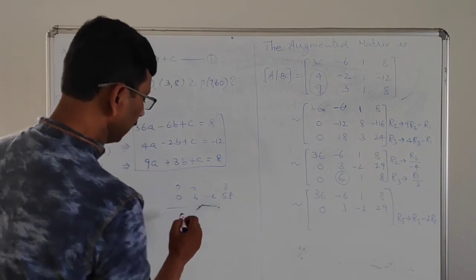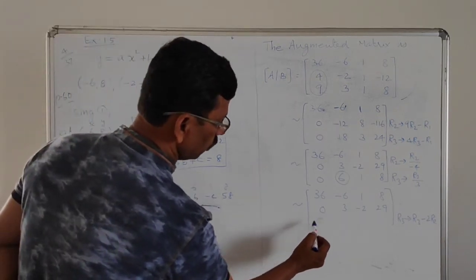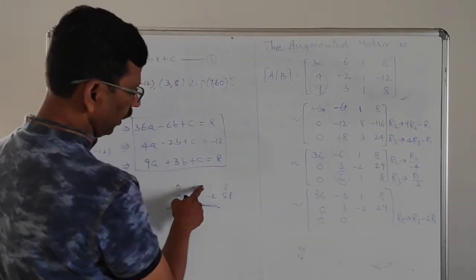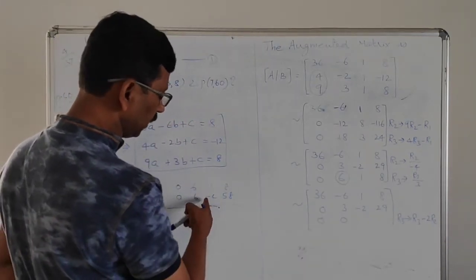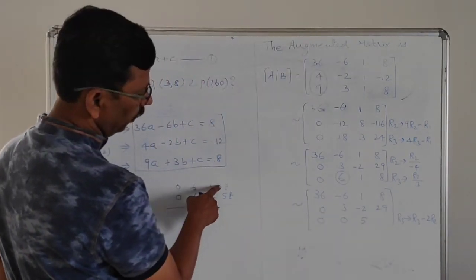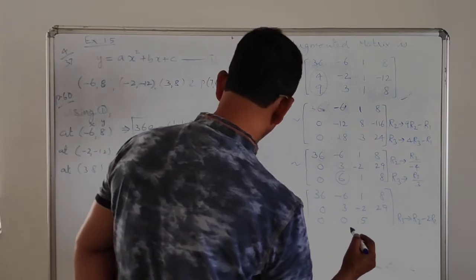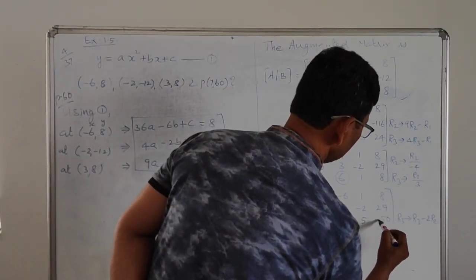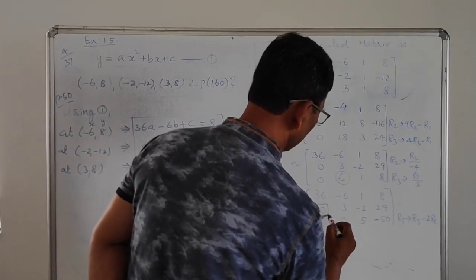Then after that you have to subtract. 0 minus 0 gives 0. 6 minus 6 gives 0. 1 minus of minus 4, plus 4, gives 5. Then 8 minus 58 gives minus 50. Minus 50. Now this is in row echelon form.